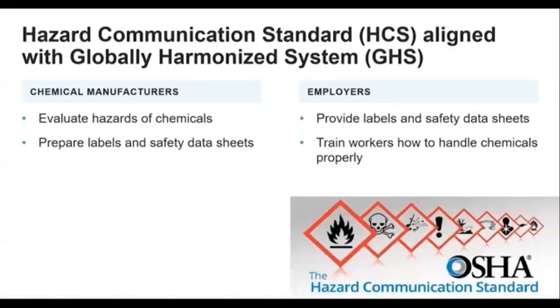So some of the requirements or improvements that have been made, or requirements for chemical manufacturers, include that they have to evaluate the hazards of chemicals as well as prepare labels and safety data sheets for any chemicals they manufacture. And then employers that use those chemicals have to also provide labels and safety data sheets on site, as well as, and a huge part of that is, training their workers on how to properly handle those chemicals safely.